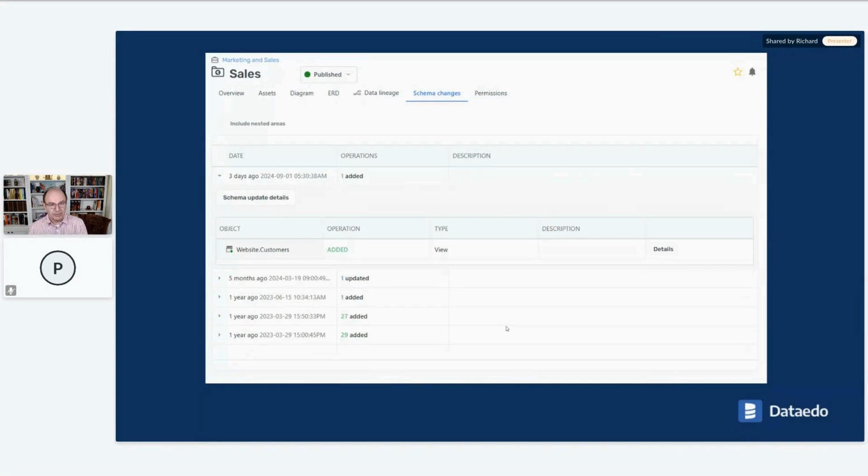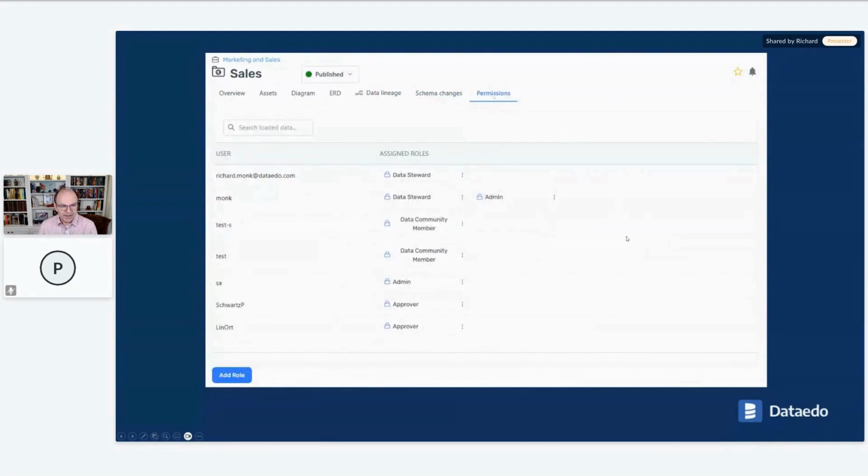An important thing to remember about schema changes is that the date is not the date the change happened, it's the date the change was found or seen by Dataedo. So there could be a slight difference there, but conceptually, we're tracking changes over time and we can see what's happened with these objects that are linked to this subject area over time.